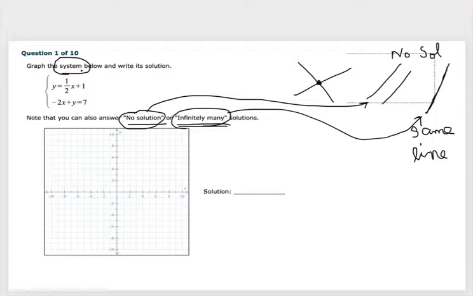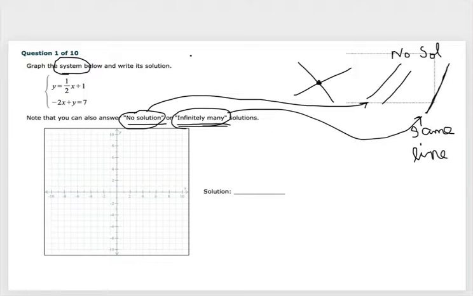First, it says graph the system and write its solution. So on this one, we're going to solve, most likely, by graphing. So let's go ahead and try to do that. There's several ways we can solve, and one of them is by graphing. y equals 1/2 x plus 1. So let's look at this one.